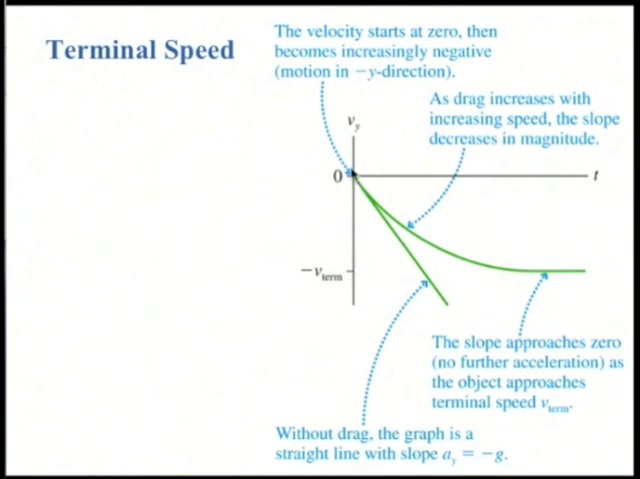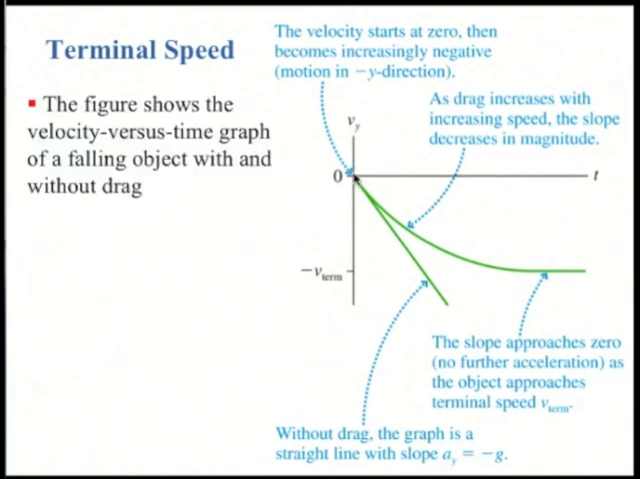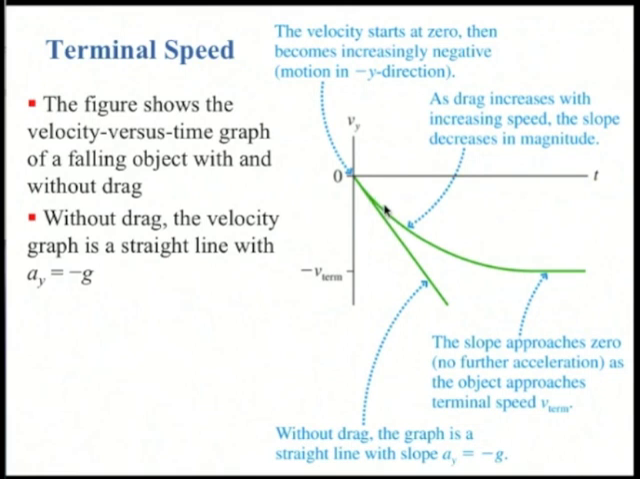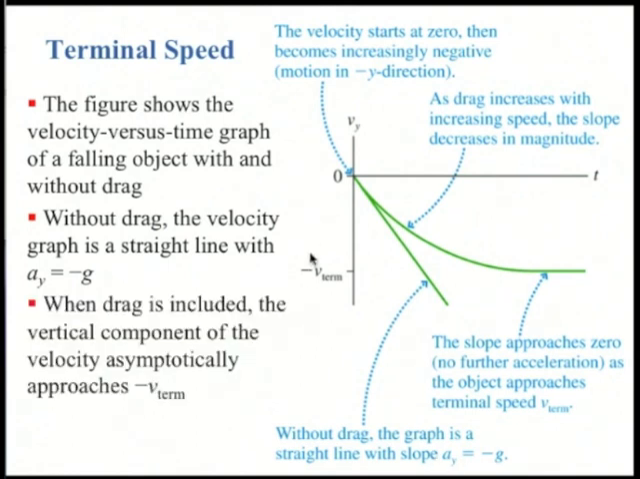So we plot here the vertical component of an object's velocity versus time as it falls. The velocity starts at 0 if it's dropped from rest, and it becomes increasingly negative as it falls. Without drag, the velocity versus time graph would be this straight line with slope a equals negative g. When drag is included, the speed increases less and less quickly and approaches asymptotically negative v term.